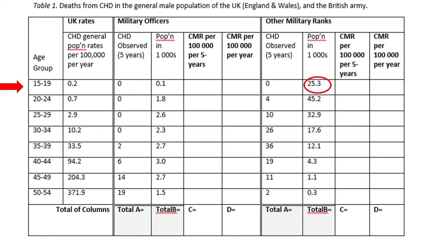Similarly, there were 25,300 other ranks people aged 15 to 19 years. That is 25.3 multiplied with 1,000 equal 25,300. And there was also no coronary heart disease death recorded in 5 years for other ranks people in this age group. Interpretation is the same for all other age groups. The last row is the total of each column.